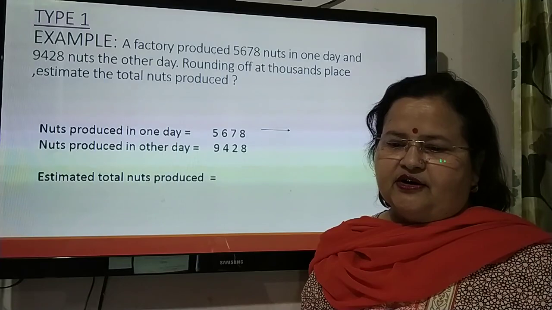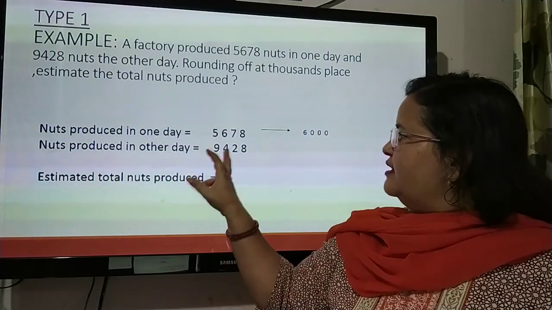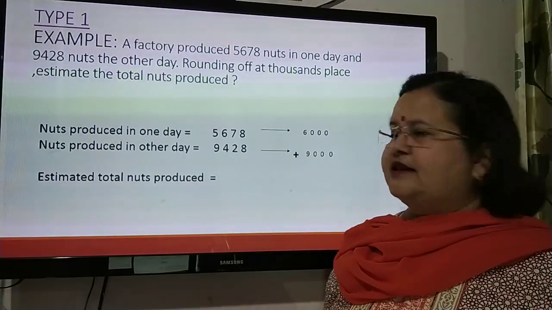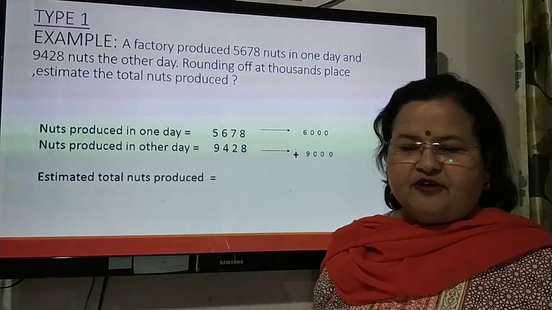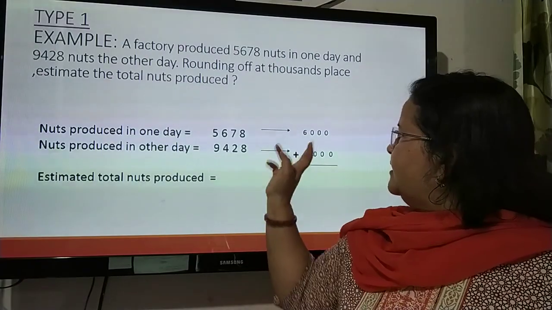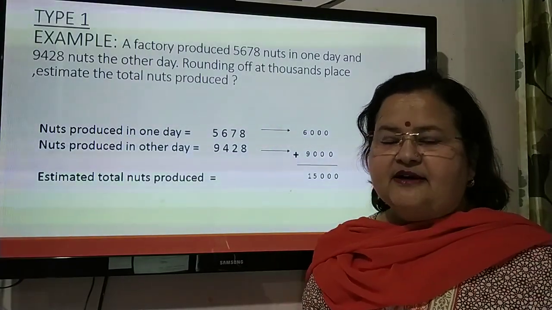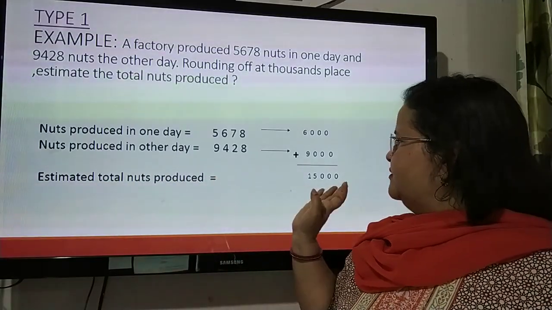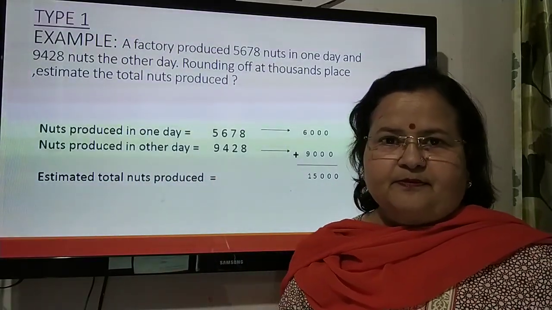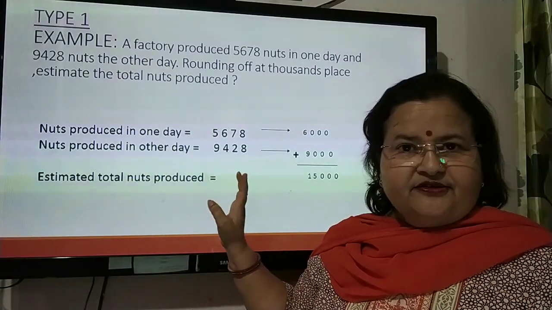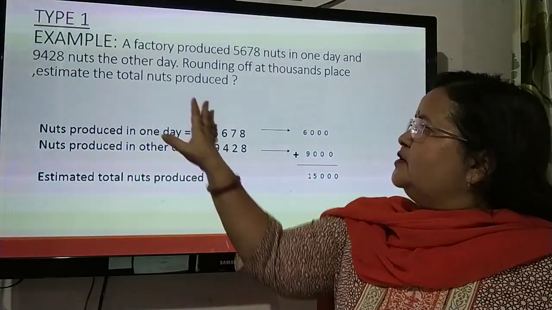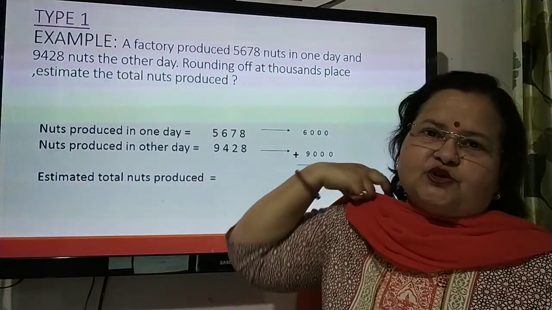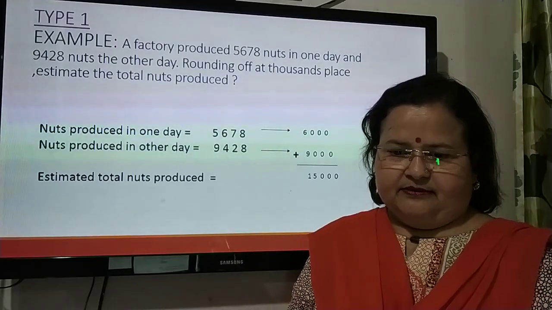5,678 will be rounded off to 6,000. 9,428 will be rounded off to 9,000. And now we will find the sum of it. 9,000 plus 6,000 will give us 15,000. So, the estimated total nuts produced are 15,000. That brings us to the end of this problem, wherein you were asked to estimate and you were also given the place at which you have to round off the number.